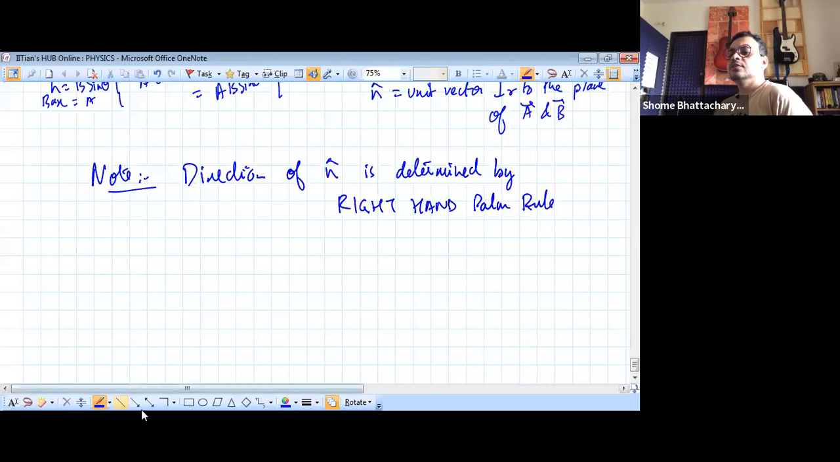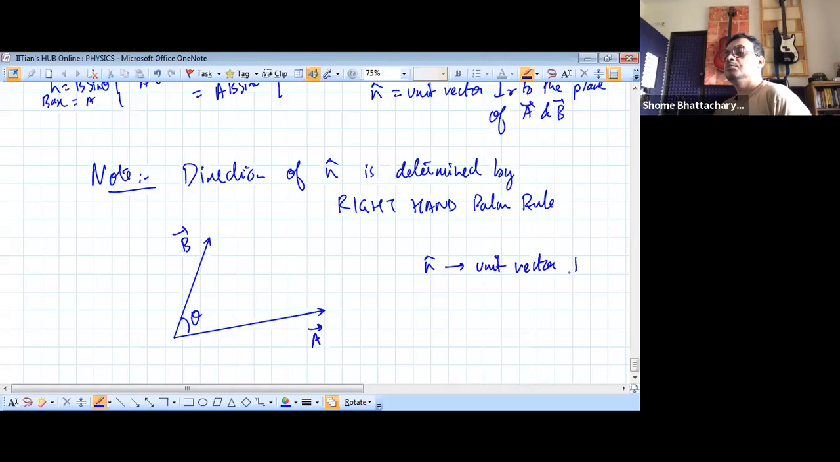Okay. So basically you can understand one thing, that suppose vectors A and B are like this. Suppose this is vector A, this is vector B, and the angle between them is theta. Okay. So n cap is the unit vector perpendicular to the plane of A and B, but given by the right hand palm rule.